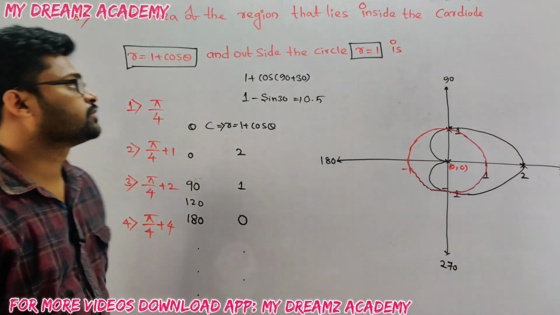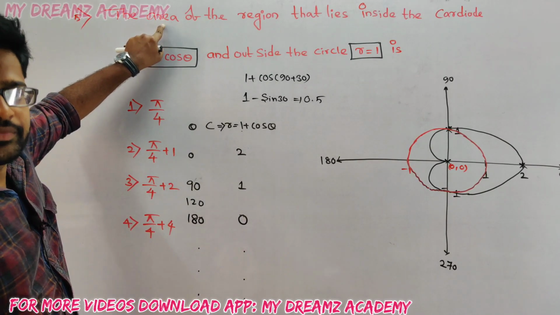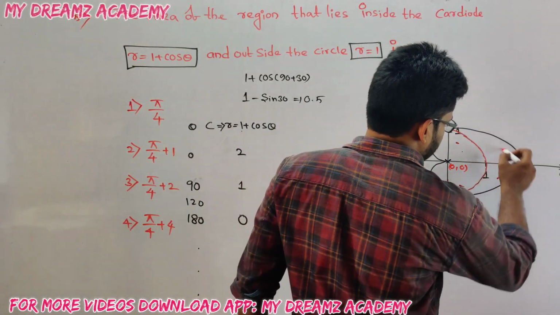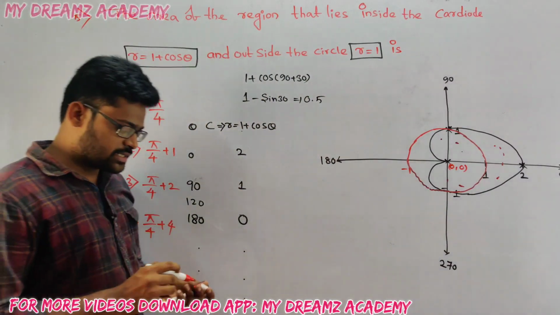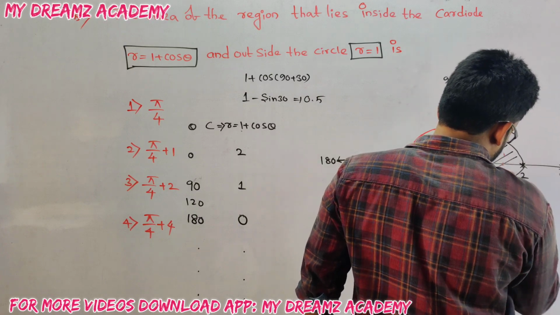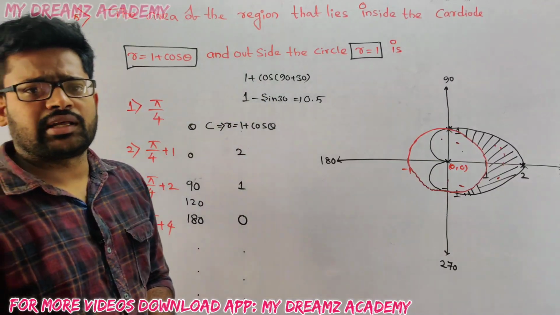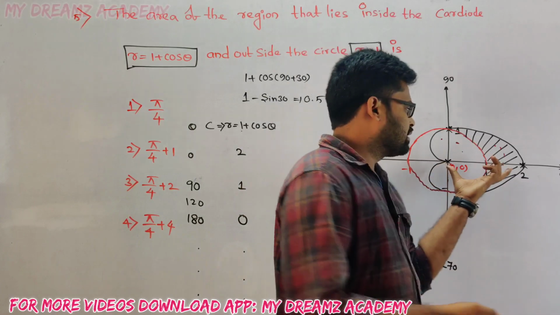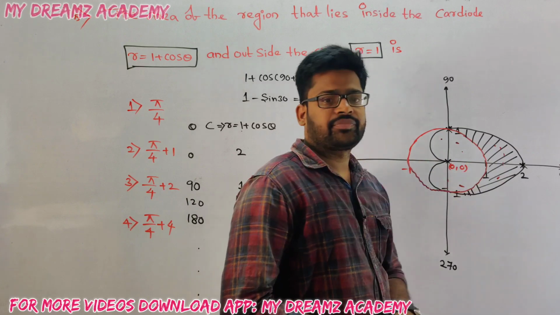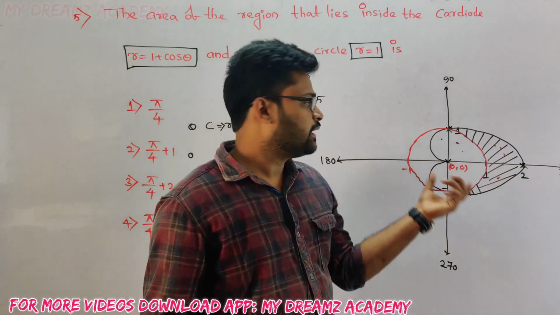This is the circle. But observe the question, we need to calculate the area. Which area? The area inside the cardioid, this is the total inside the cardioid, but outside the circle. So this is the area we need to calculate. How can we calculate that area? Simply calculate the area of the cardioid and subtract the area of the circle from that. First calculate the area of the cardioid, then subtract the area of the circle from that.